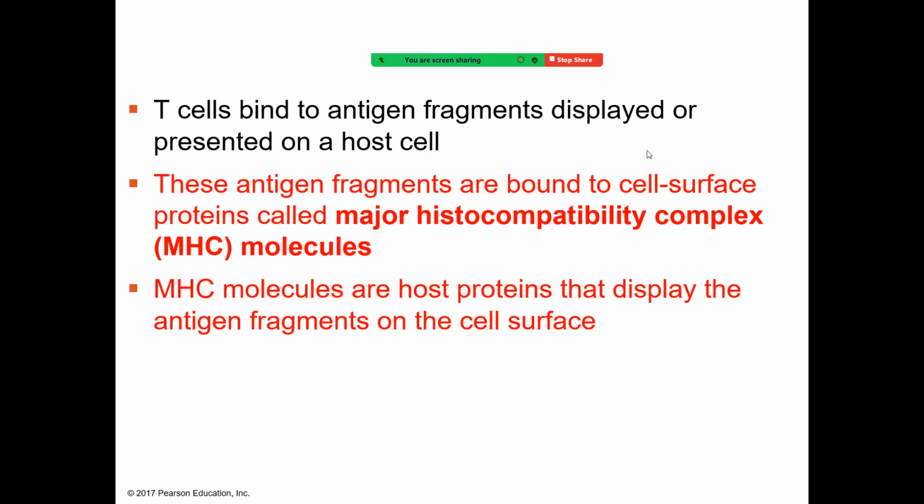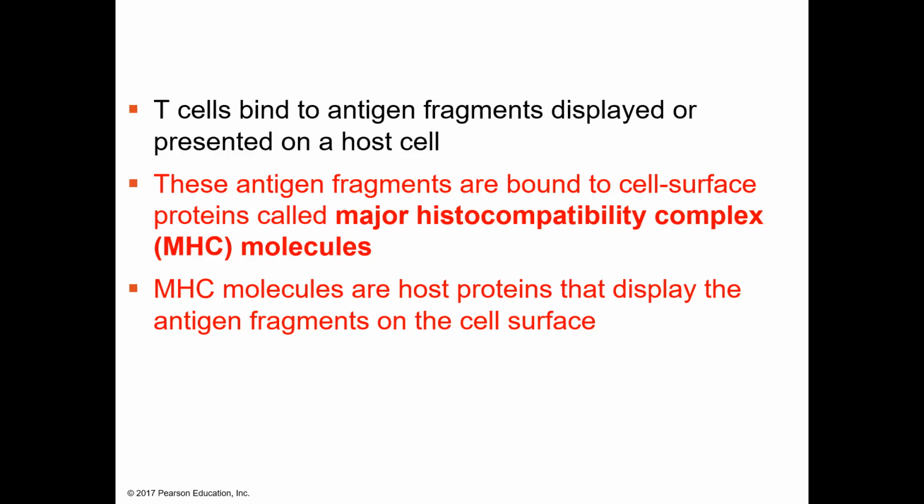So the T cells are going to bind to these antigen fragments that are displayed or presented on a host cell. We're going to talk about this. So what this means is that the T cells are going to be moving around inside of our lymphatic system or our blood supply, looking for cells that are going to present or display pieces of potential pathogens.